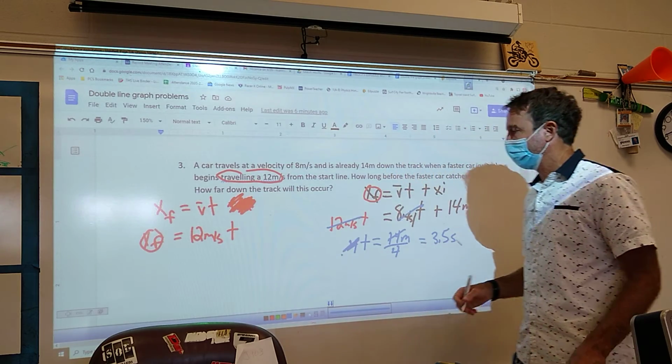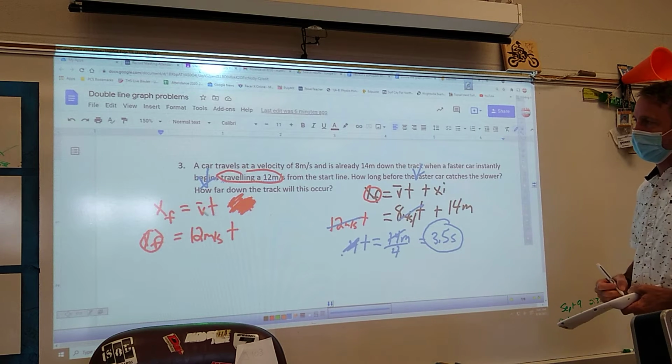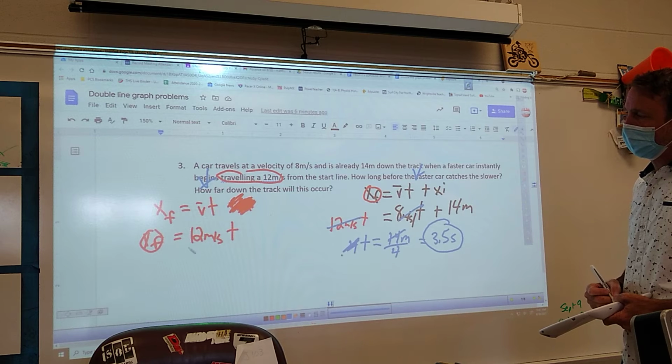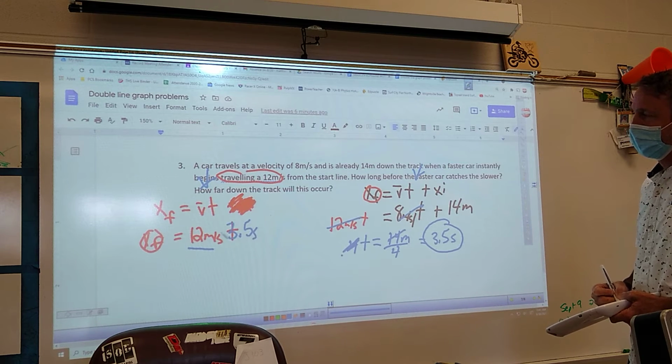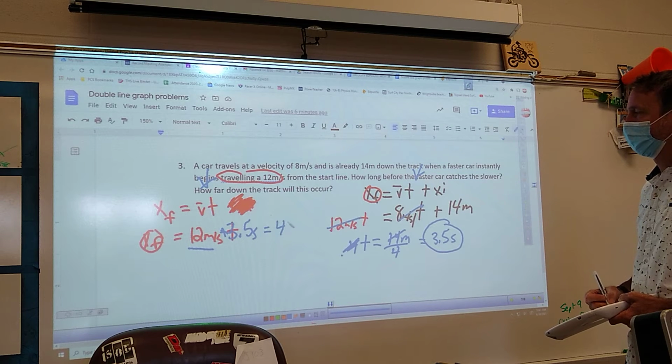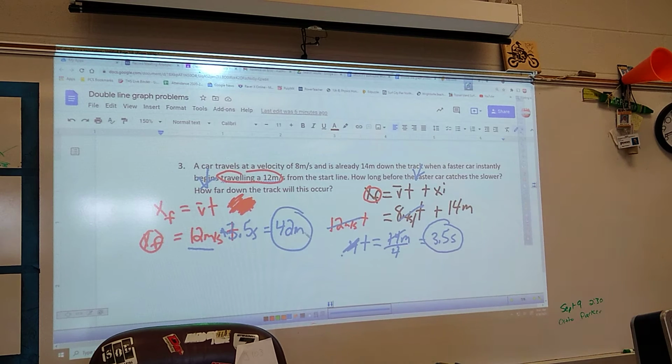How far down the track will this occur? Well, in these problems, you can insert the 3.5 seconds into either side of the equation and you'll get the right answer. The simplest thing to say is if this car travels at 12 meters per second for 3.5 seconds, then you just have 12 times 3.5, which is, what's that, 42? Yep. 42 meters down the track. Does that make sense? So, there we go. We'll do another one in a second.